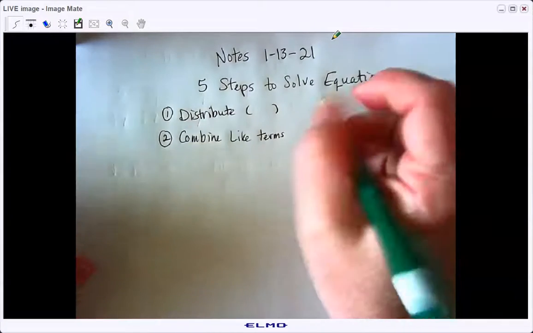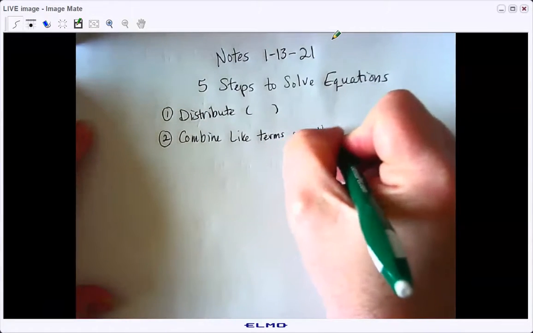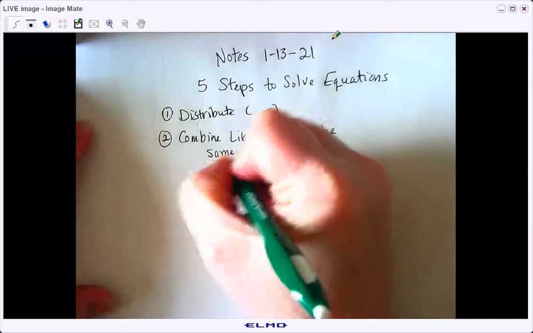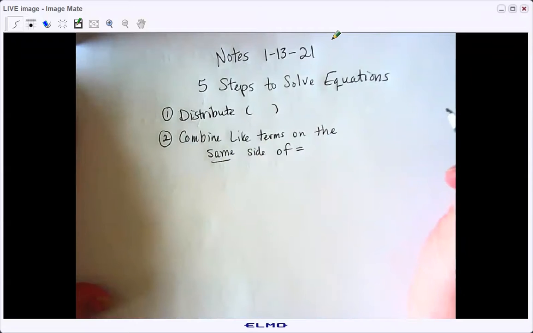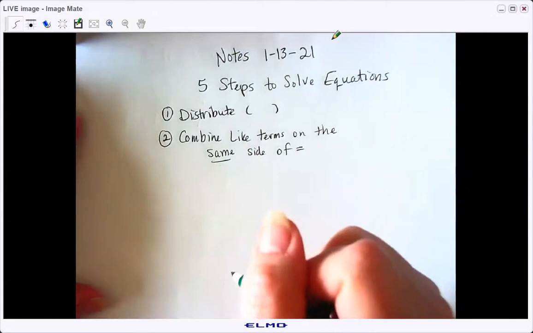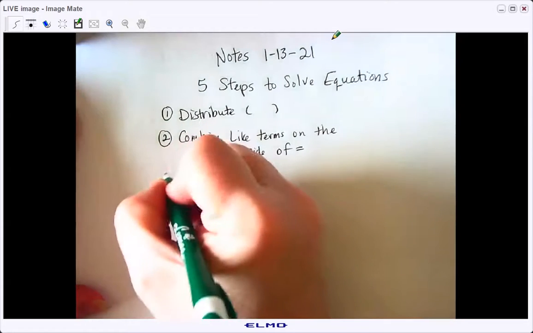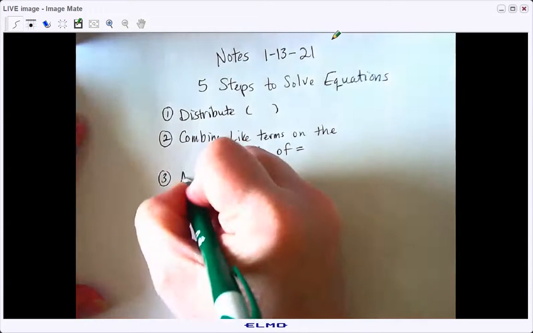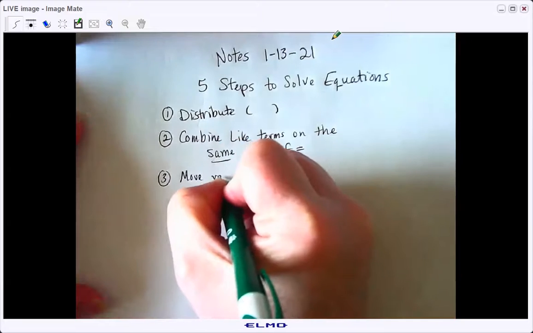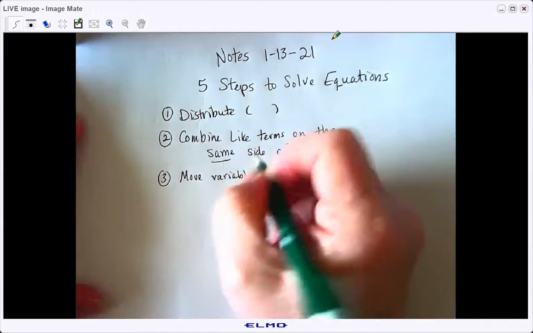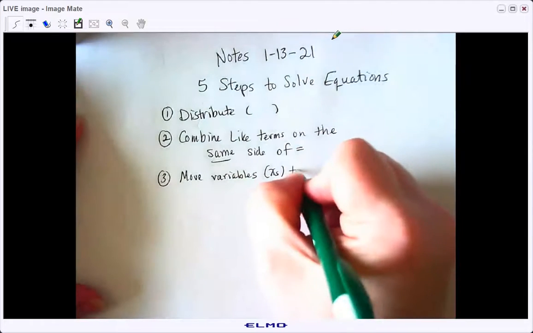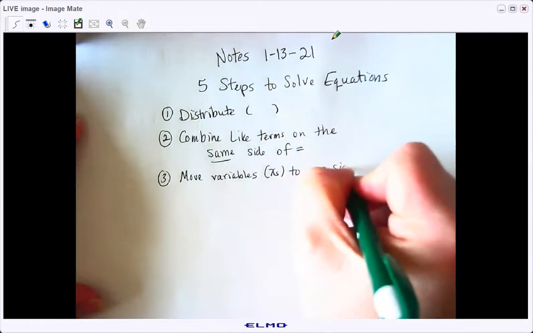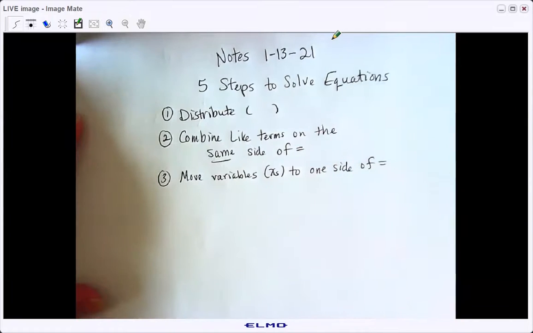And that's important that you realize it's on the same side of the equals. Some of my students prefer to make the line down the center and then use it from there. Step 3, we're going to move the variables. Most of the time they're x's. Sometimes they're not. To one side of the equals.